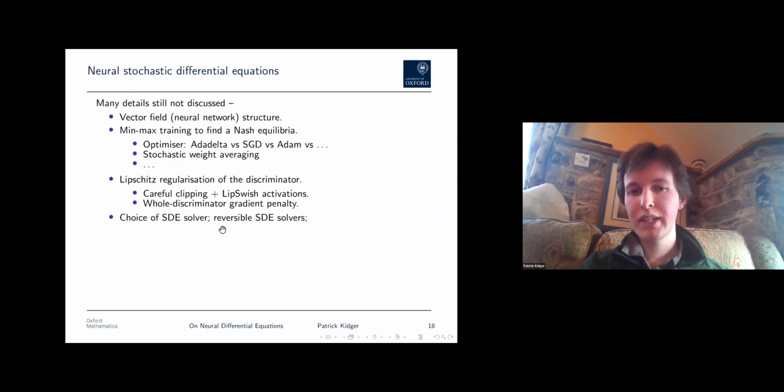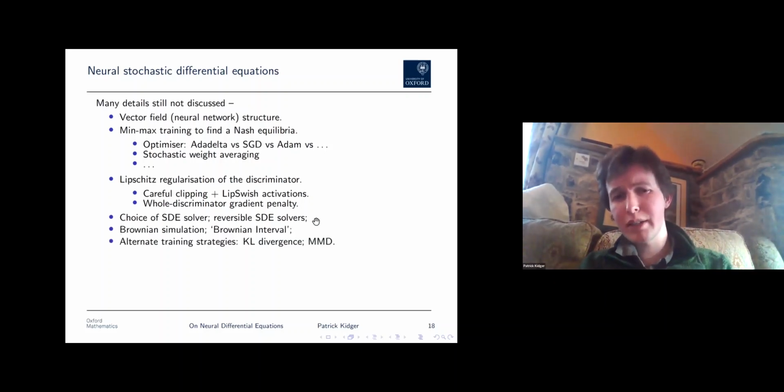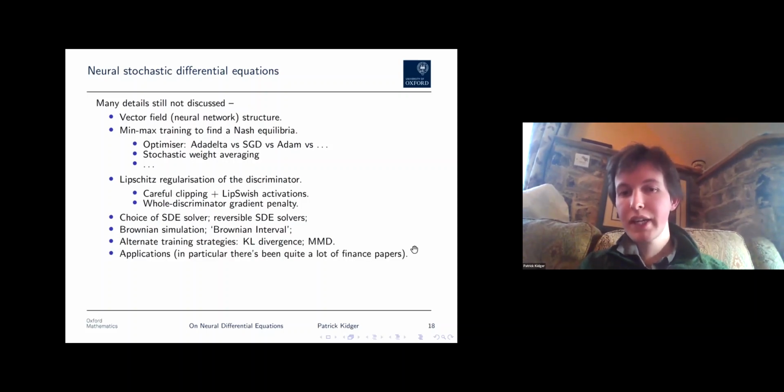In particular, a lot of our recent work has looked at reversible SDE solvers. This is something which turns out to be very helpful, and I'm not getting into that now. How do you simulate the Brownian motion? What other training strategies are there? I've been telling you about GANs. These are the ones that I think are the highlight for me, but you can look at other things as well. And then applications.